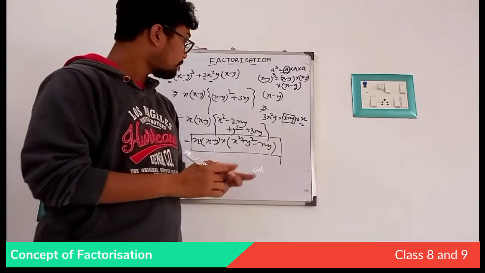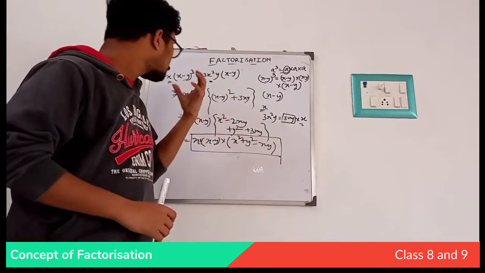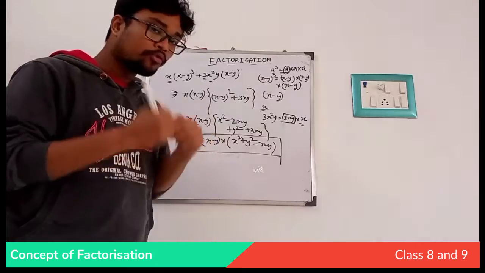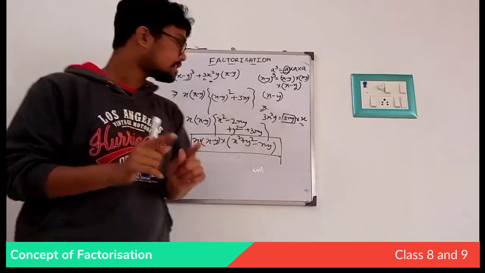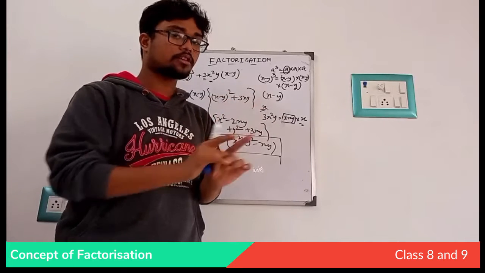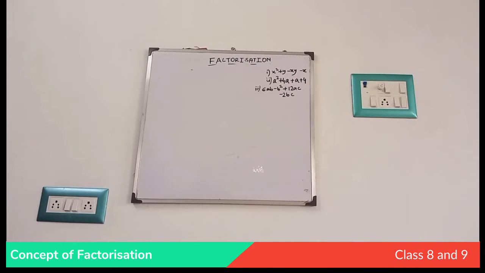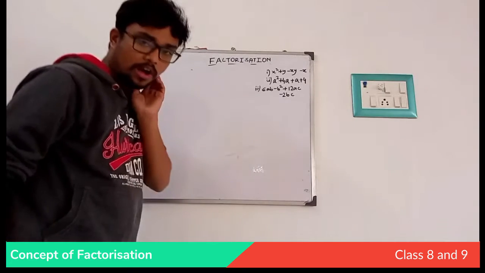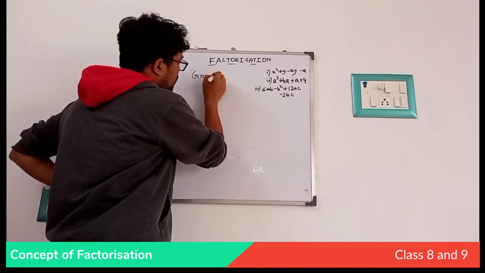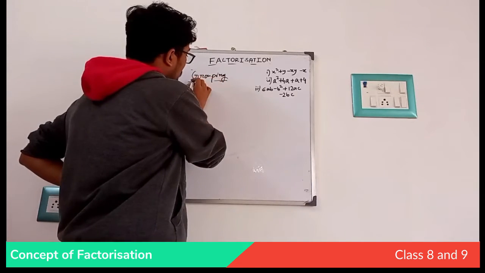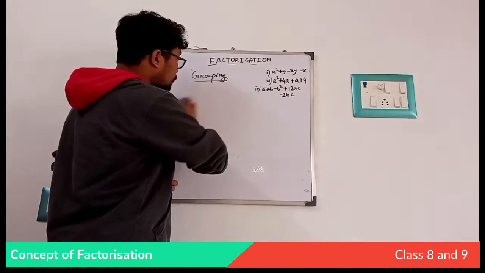So with the help of these 3 or 4 problems, I showed you how common factor is a process of factorization. After that I will go to the next process of factorization. So our next process is grouping. What is grouping? Again I will show you an example and clear the concept of grouping.